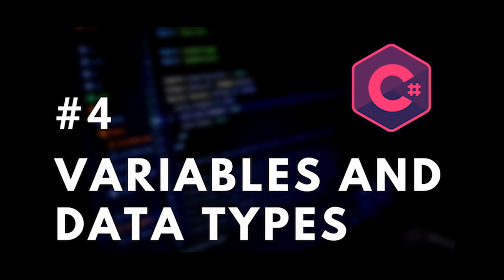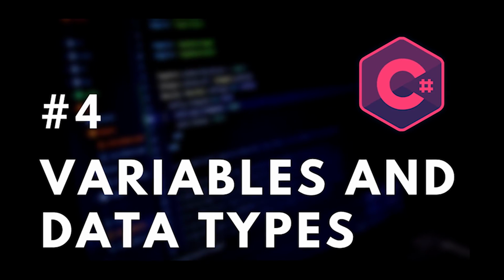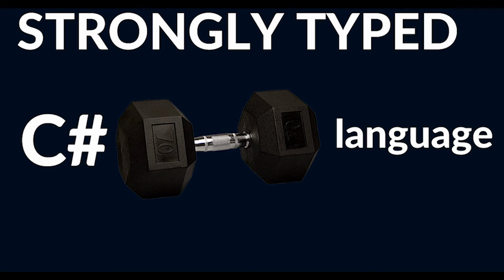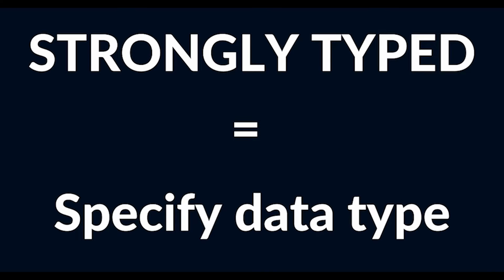Hi guys, in this video we are going to be talking about variables and data types. So C# is a strongly typed programming language. What that means is that it requires us as programmers to specify the data type that we are using. But what is a data type?